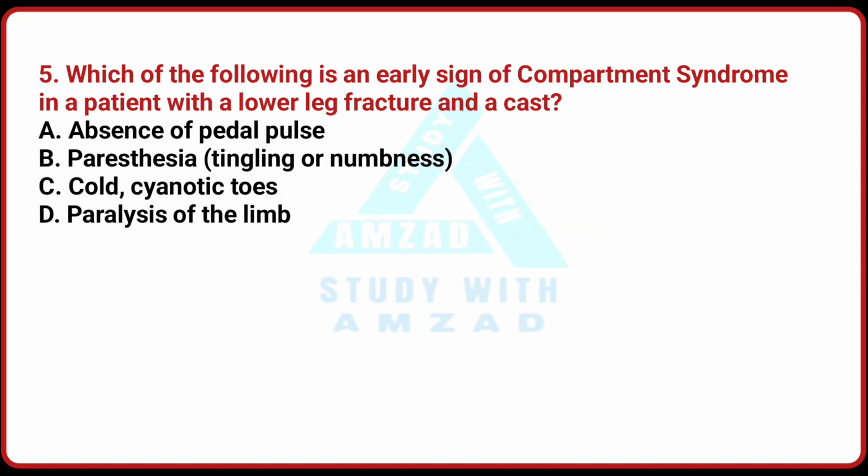Next question. Which of the following is an early sign of compartment syndrome in a patient with a lower leg fracture and a cast? Option A. Absence of pedal pulse. Option B. Paresthesia. Option C. Cold, cyanotic toes. Option D. Paralysis of the limb.